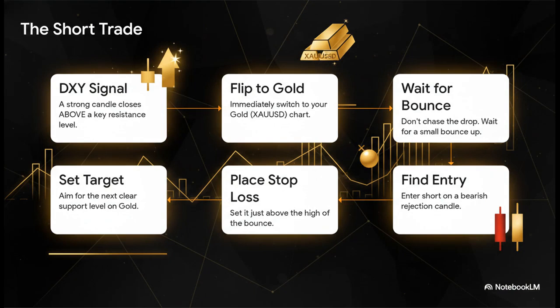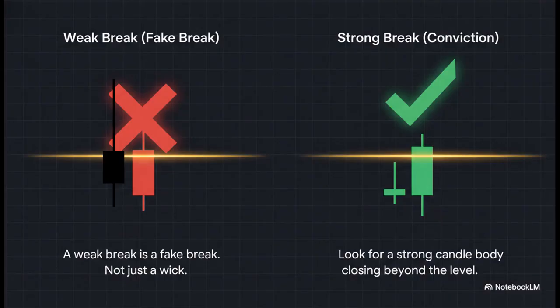This time we're looking for the dollar to show strength. So we're waiting for a strong candle to close above a DXY resistance level. We flip to gold, but because gold tends to fall a lot faster than it rises, we expect a very quick, tiny bounce. We enter our short trade when that little bounce gets rejected, and we aim for the next support level down.